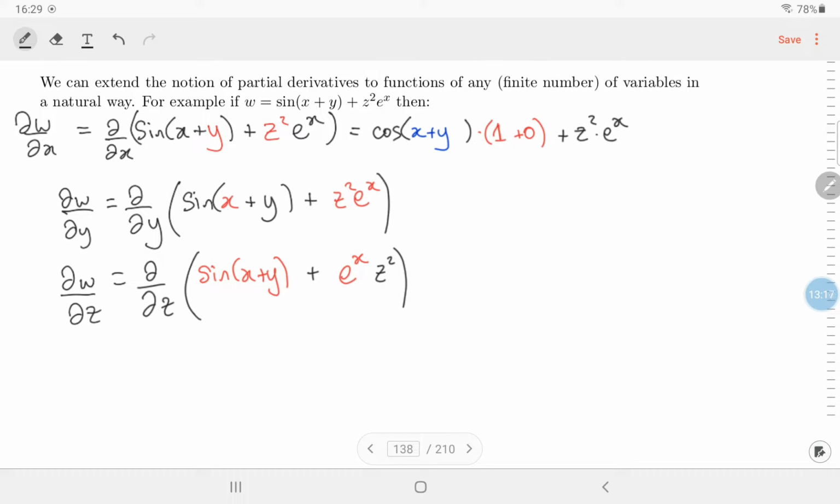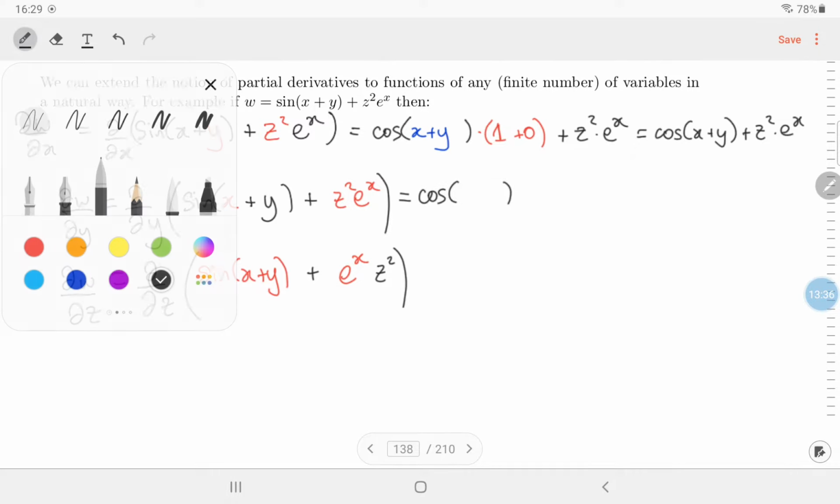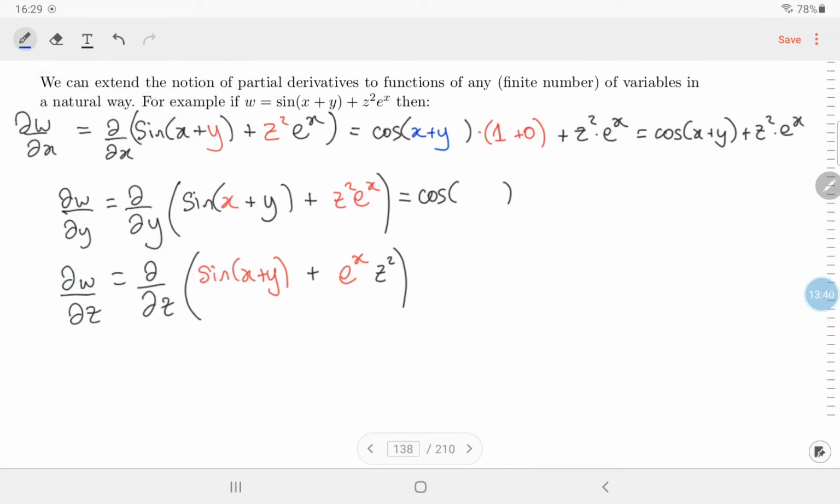Now we could tidy that up. I think we probably have space. So the red thing here is 1, so that's just cos of x plus y plus z squared times e to the x. No problem. Now differentiating with respect to y. So similar story, you're going to differentiate the outside, which is cos of x. Evaluate at the inside, which is x plus y, times the derivative of what's inside. The derivative of x with respect to y is 0.